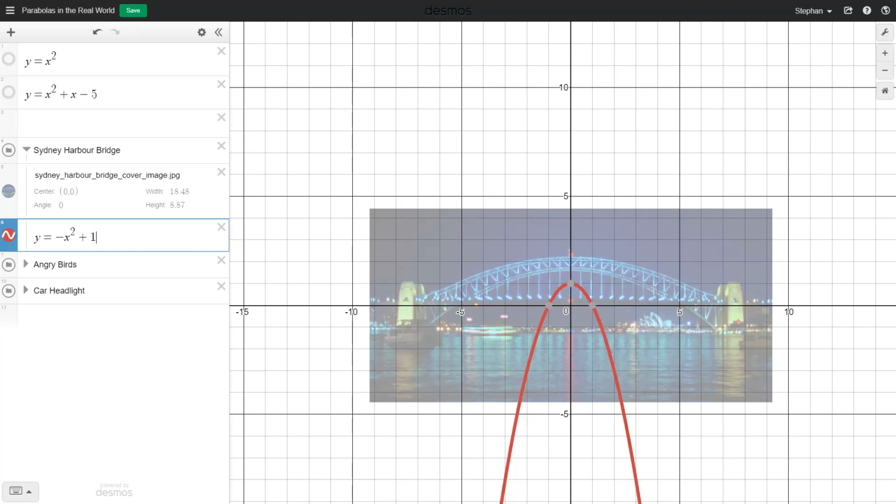So what if I pick 1? It's still a bit too low. 2 seems to be maybe a little bit too high, but 1.5 seems to suit it okay.